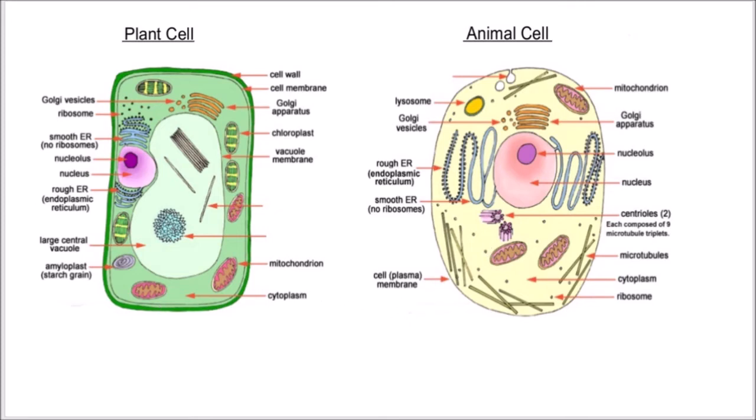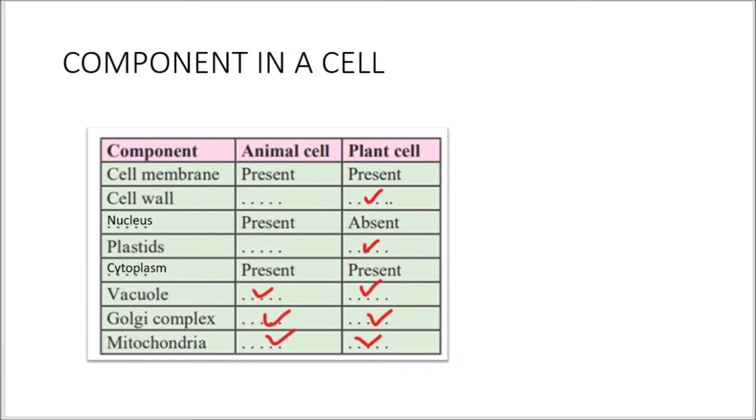Now the difference between these two cells we can understand with the help of this table, which mentions some components in the cell: cell membrane, cell wall and plastid, vacuole, Golgi complex and mitochondria. In your textbook it is given, and for you I have solved some answers here. Like here, the cell membrane is present in both cells, the animal cell as well as the plant cell. But the cell wall is present only in the plant cell.